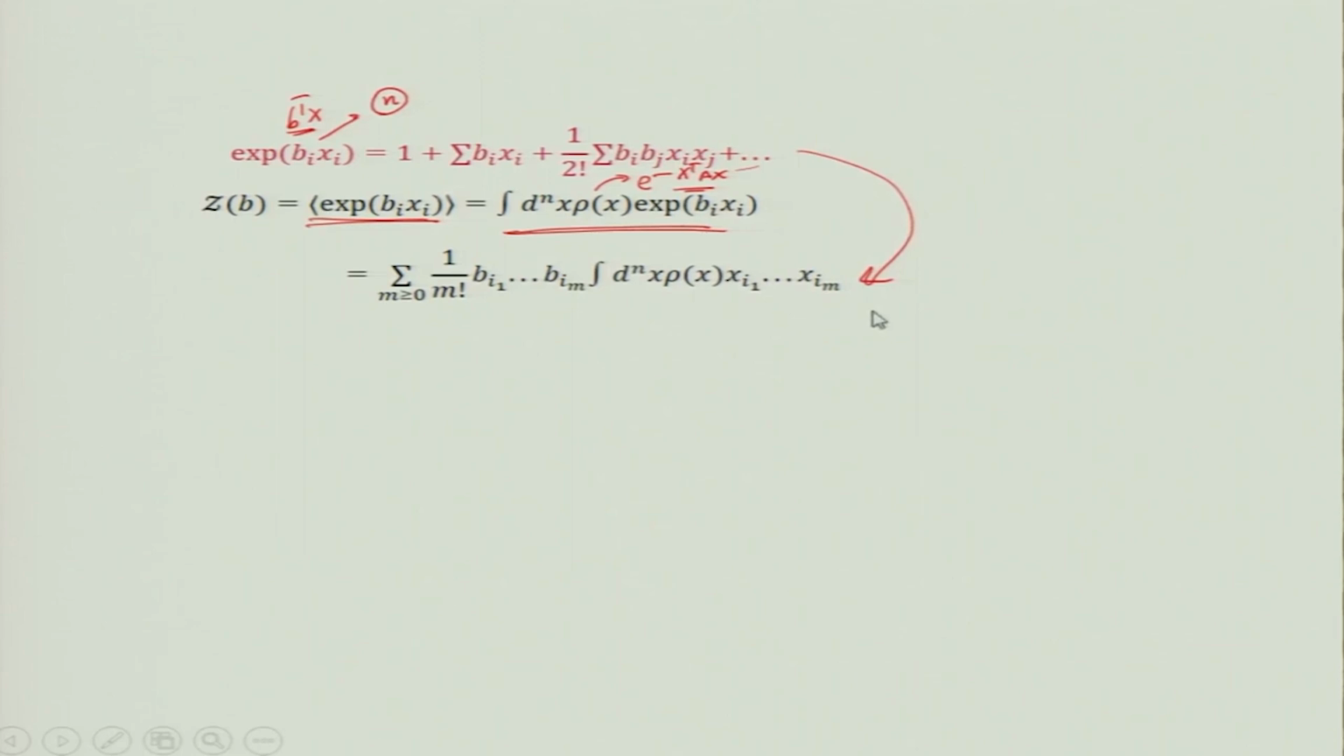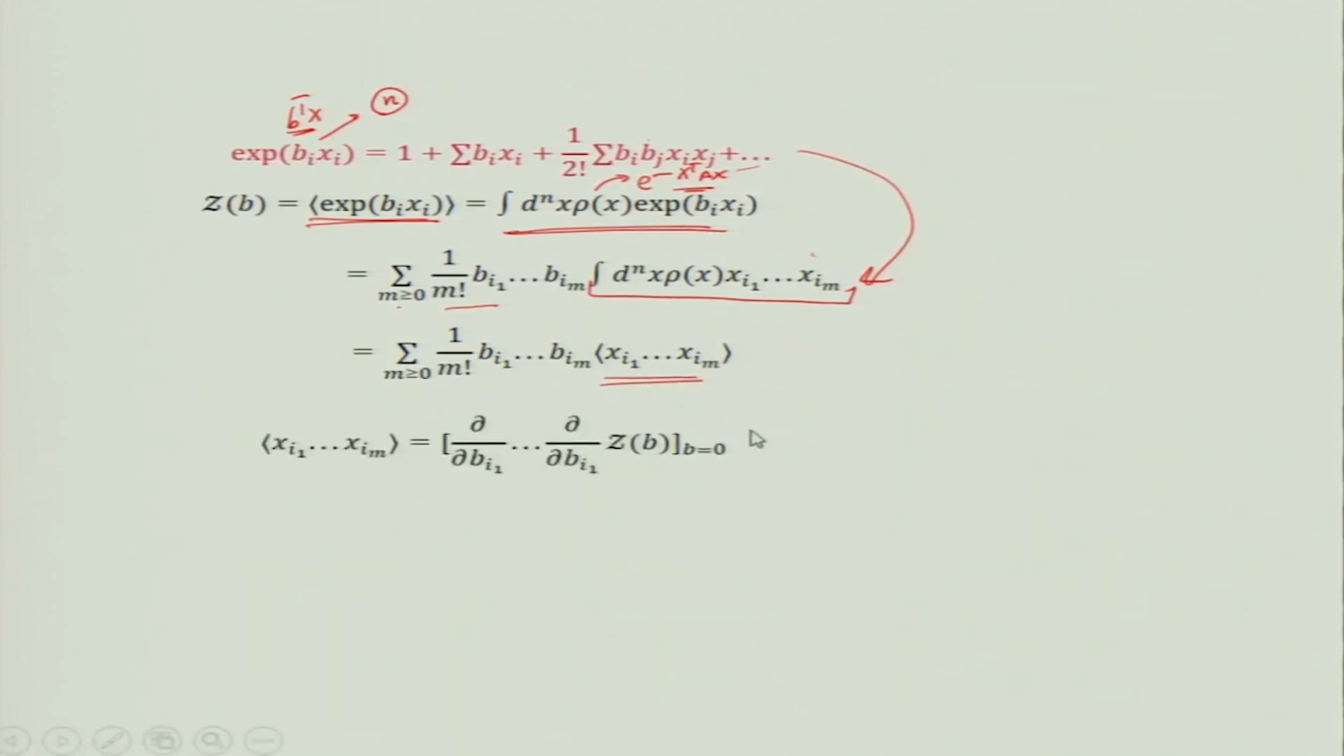So, there is an infinite series, with m going from 0 to infinity. I just substitute it here, okay, no problem. Now, this part is this expectation value of xi1 and so on. Okay. So, ZB has a lot of information.